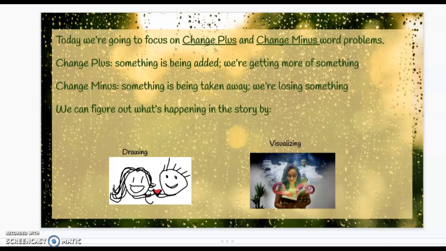Today we're going to focus on change plus and change minus word problems. Change plus means something is being added. We're getting more of something. Change minus means something's being taken away. We're losing something. We can figure out what's happening in the story by drawing a picture or visualizing in our minds. Let's try it.